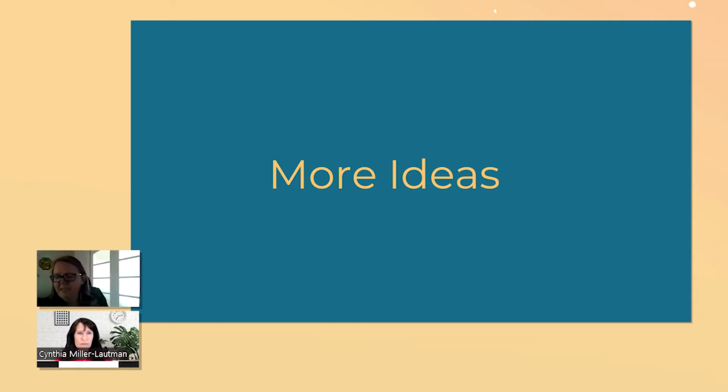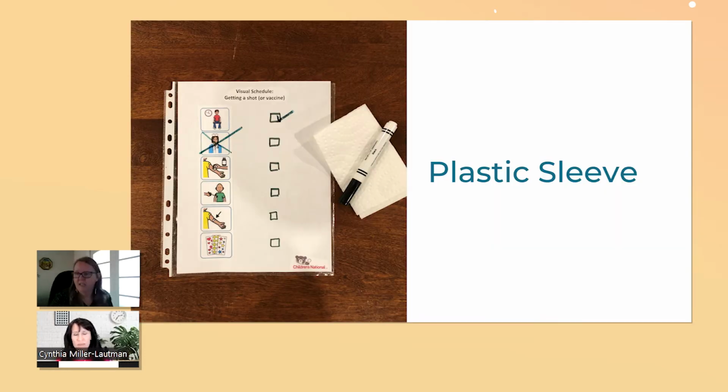I'm just cleaning off my desk to make space here. So when I traveled up north, I went to look what was available for materials, and I wanted to show you different examples of visual schedules that Cynthia and I have worked with throughout the time we've been working with clients, and again, our students and learners. And the first one that I quite enjoy is the plastic sleeve.